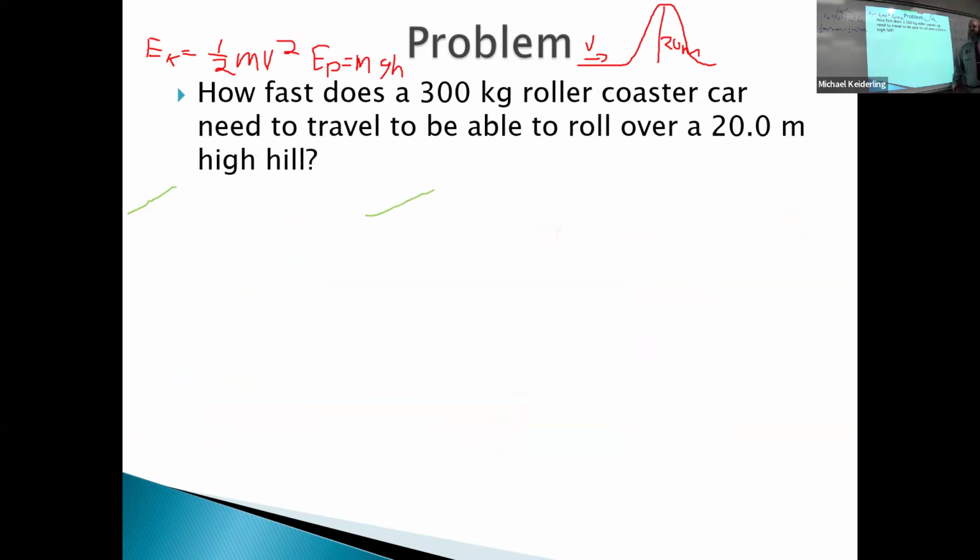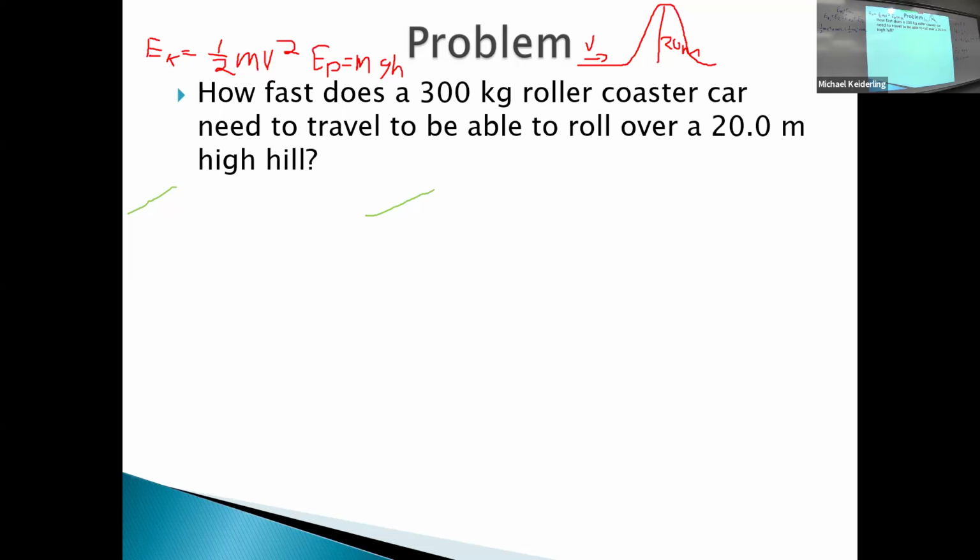Now here is a question you can ask. You're designing a roller coaster. How fast does a 300 kilogram roller coaster car need to travel to be able to roll over a 20-meter high hill? So you want your roller coaster car at the bottom of the hill to have enough energy to get over the hill. So how fast does it need to be traveling at minimum?